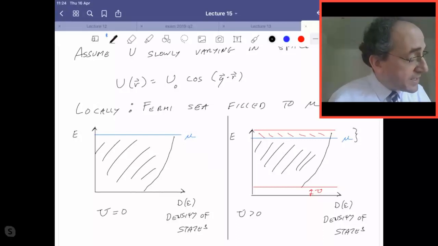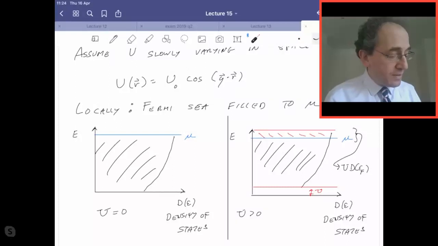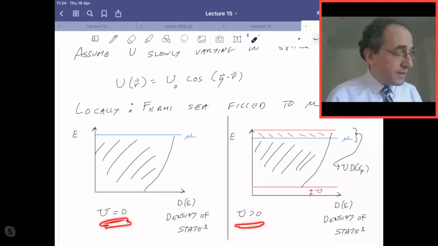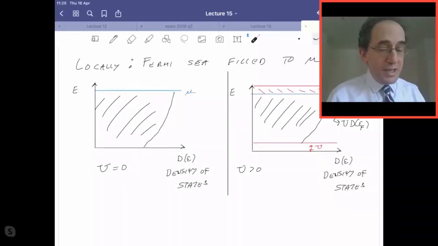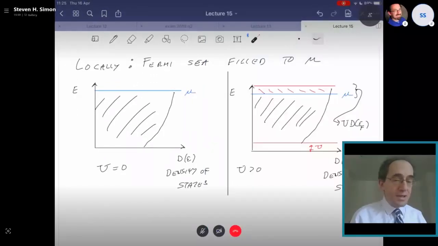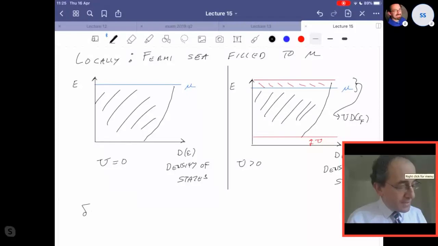So how many states are there? Well, the number of states in that region is U times the density of states at the Fermi surface, the density of states at the chemical potential. These states were filled when U is equal to zero. And now once I increase the potential to U greater than zero, they have emptied out. The change in density in the system, when we apply that potential U, dN as a function of R, is going to be minus the density of states at the Fermi energy times the potential at R.